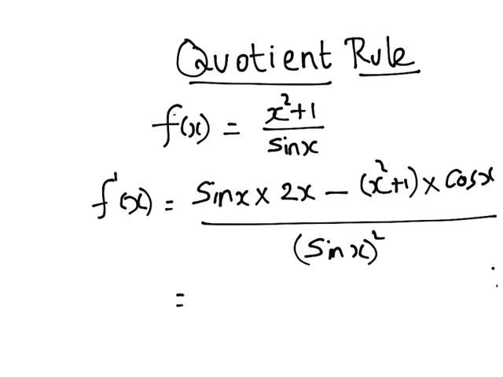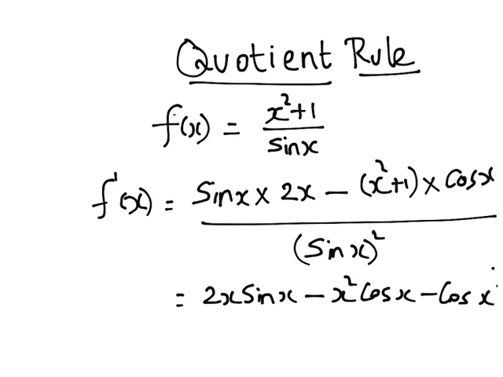So the final answer is 2x sine x minus x squared cos x minus cos x divided by sine squared x. So this is the derivative of the given function. Okay, let me take another example.